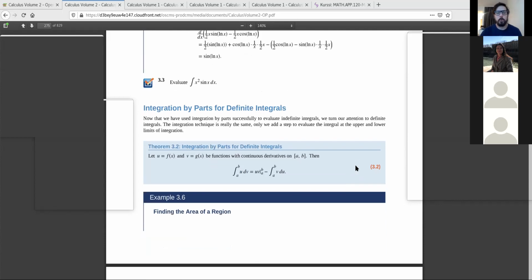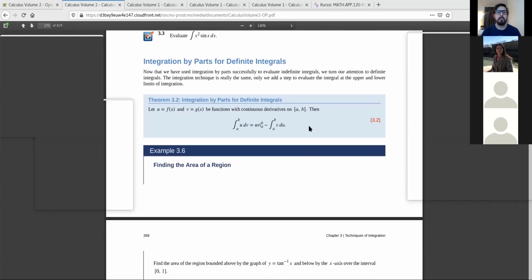Also, a worthy thing to note is that if you use integration by parts on the definite integral, make sure that you evaluate this part of the integral, because that's already come out of the integral here. And this must have the limits from A to B.